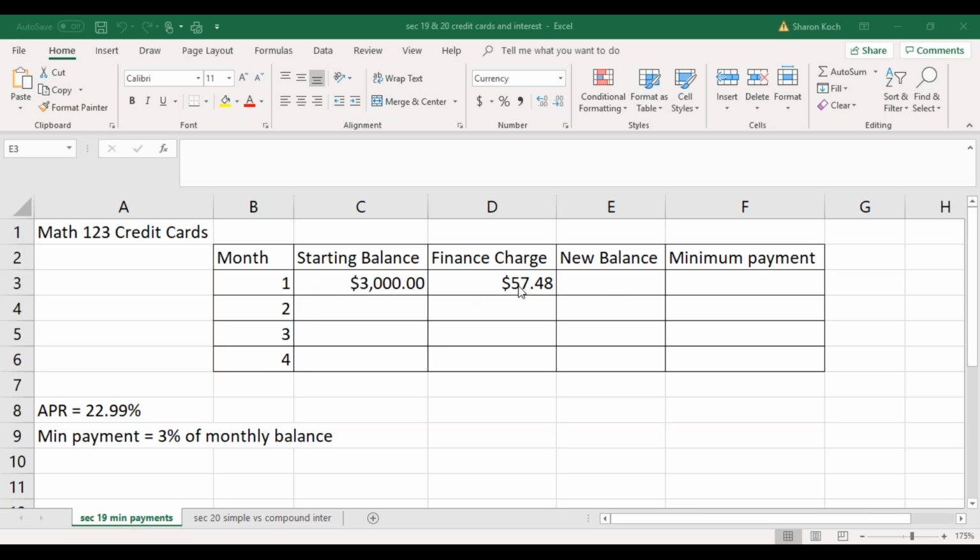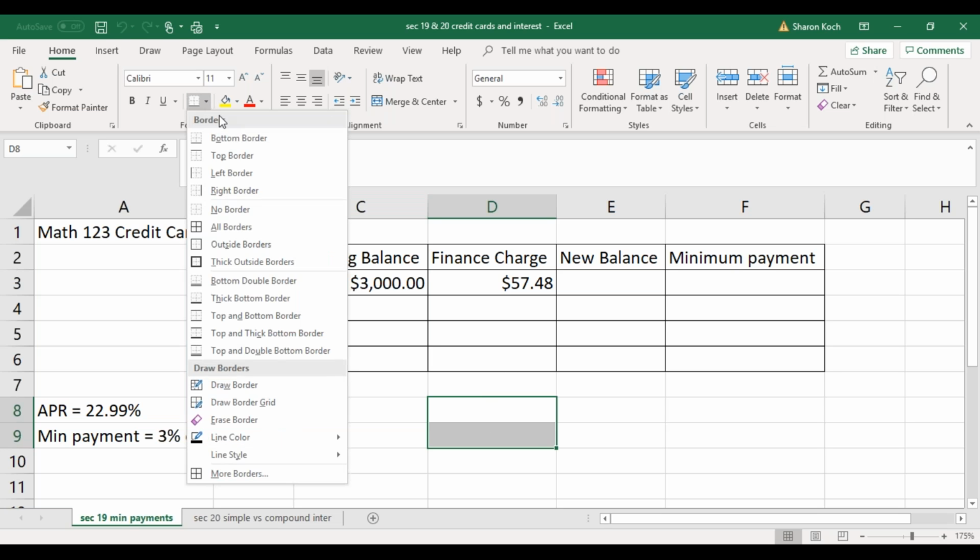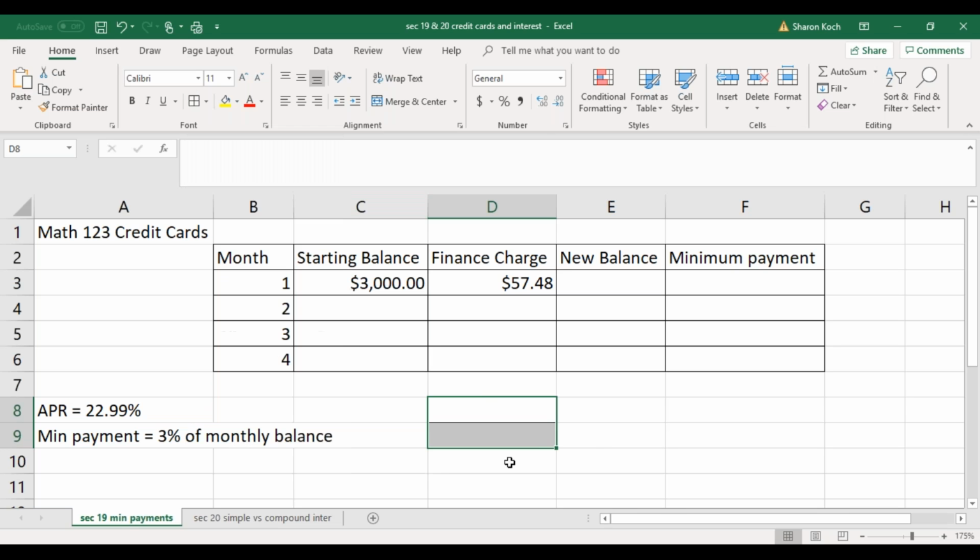So I made a little table here, and if you're not sure how to outline cells when you're typing them in, say I wanted to outline these two boxes, you come right over here, and it asks whether I want all borders around that. Yes, I do. I'm just going to undo that, and it goes away. I set it up just like it was in the book: my starting balance, how we're going to calculate the finance charge, how to find the new balance, the minimum payment, and so on.